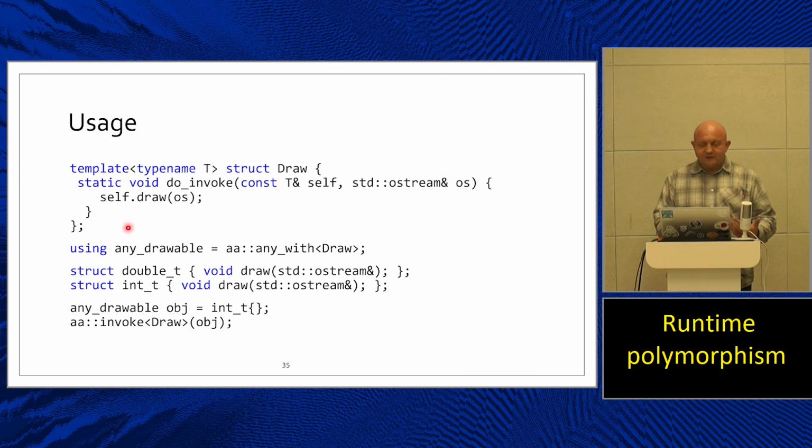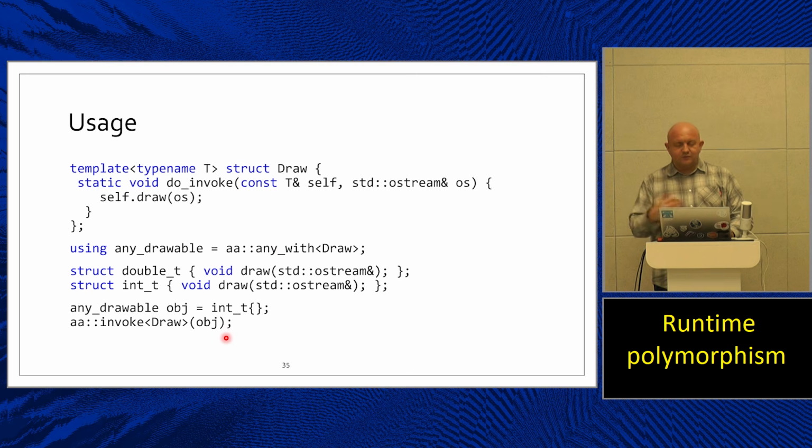Okay, and usage looks almost like a Rust trait. We define a method wrapper, for example, draw, which specifies how to invoke draw on a concrete type, and then we define any drawable as any with draw. Now we can construct any drawable from int, double, or any type that provides draw. And we invoke it via invoke draw of option. Conceptually, we have implemented a trait-like abstraction in C++ without language support, just in a library.